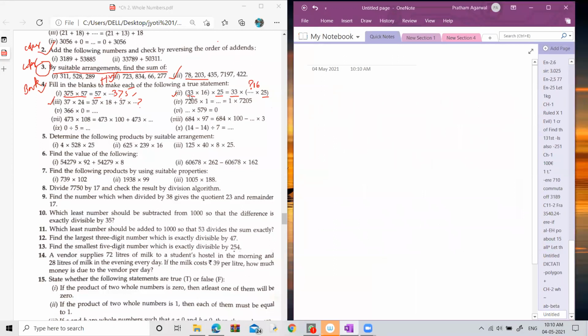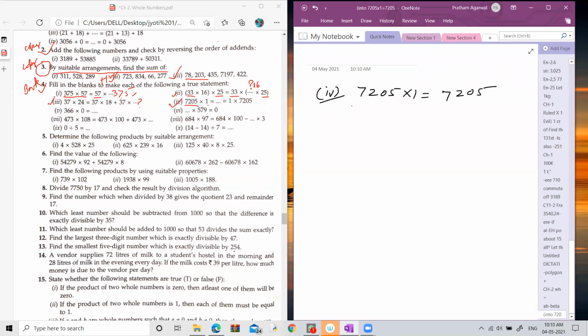Now let's come to the next one. Fourth part. 7,205 multiplied by 1. What number will you get when you multiply this number by 1? Very good, Ram. If you multiply any number by 1, then it gives you the same number. It means you will get 7205.